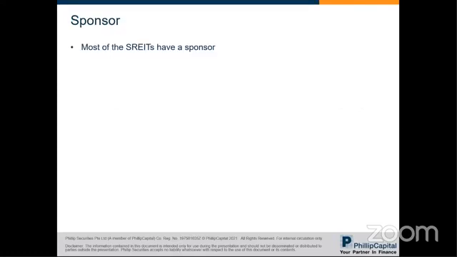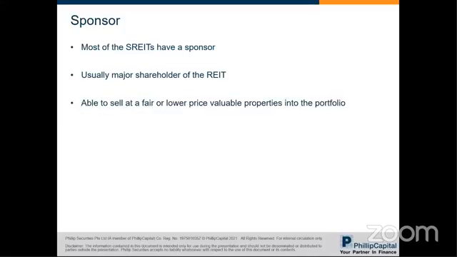So most of the Singapore REITs have a sponsor. Sponsors are usually the major shareholder of the REITs, so they hold a significant portion of the REITs. They are also usually property developers, or are holding some property investments. They are able to sell property at a fair or low price into the REITs, and they can help the REITs to grow over time.